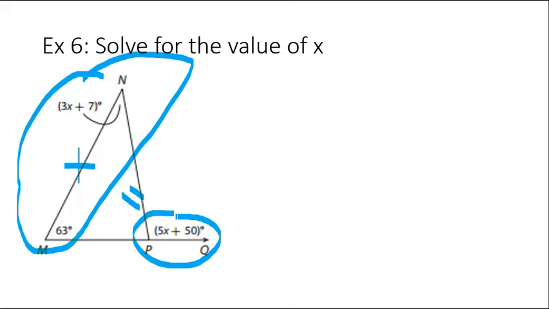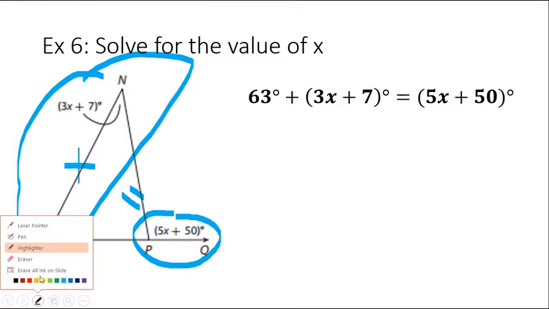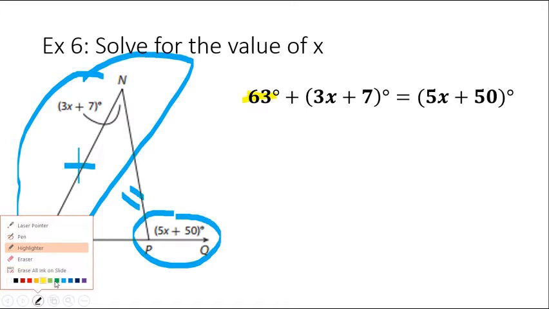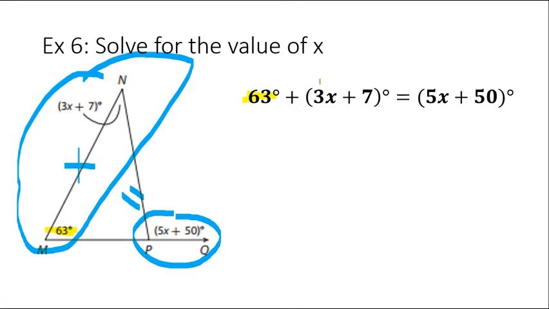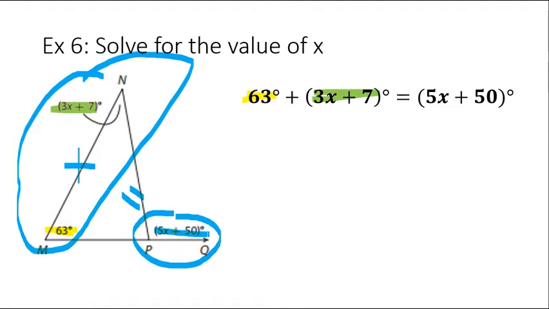So the way we set this up is we take 63, remember 63 is this angle right here, and then 3x plus 7 is the other interior angle inside right there. And remember, that's equal to 5x plus 50. And that we put by itself over here.